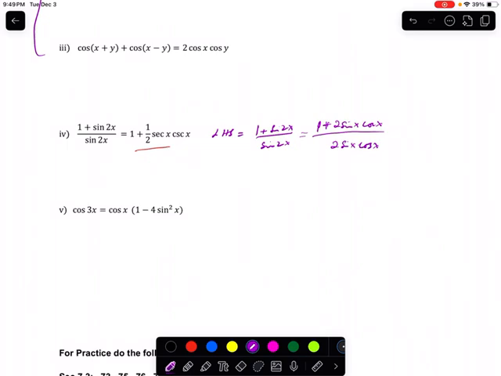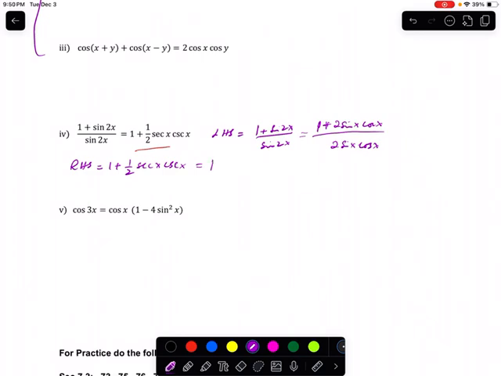You say, okay, I cannot move forward. I don't know what to do next from there. So then you can go to the right hand side and work with that. So the right hand side is equal to 1 plus 1/2 secant x into cosecant x. I can always change it to sine and cosine, because on the left hand side I see sine, so that should be the thing that comes to your mind. Convert it to sine and cosine.